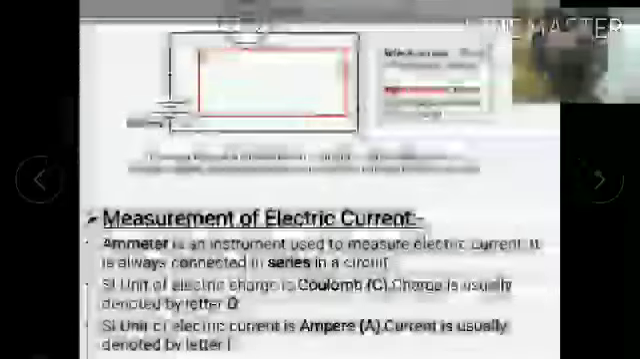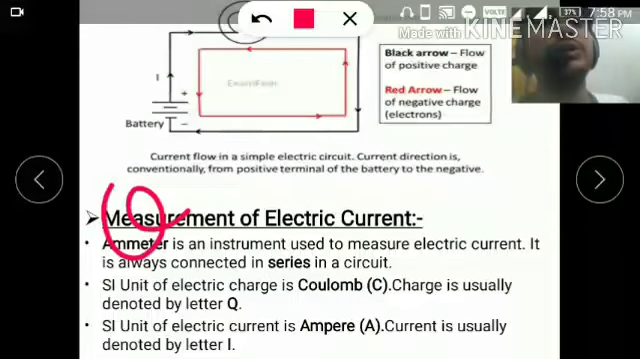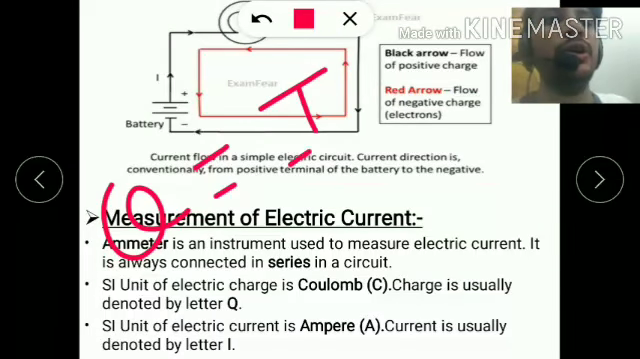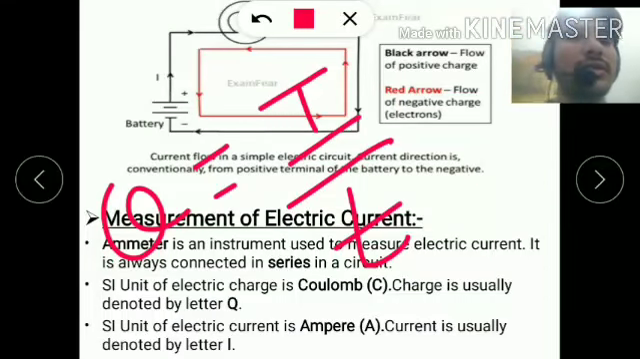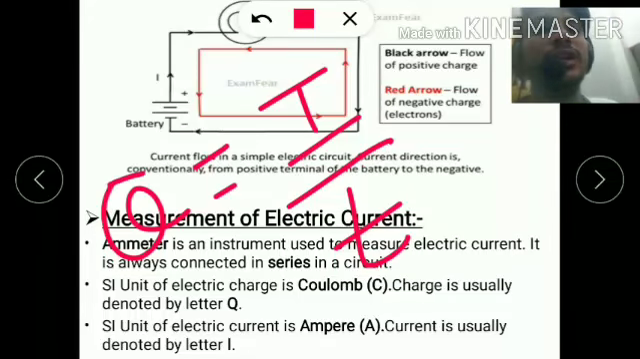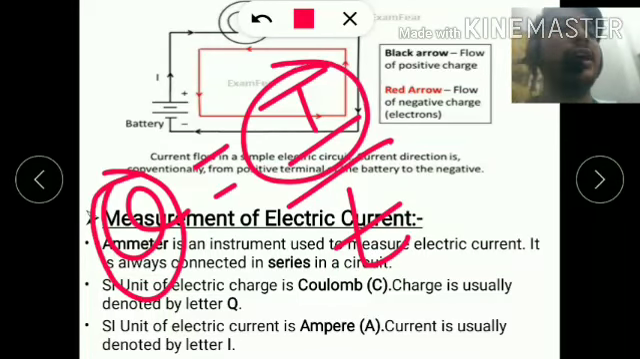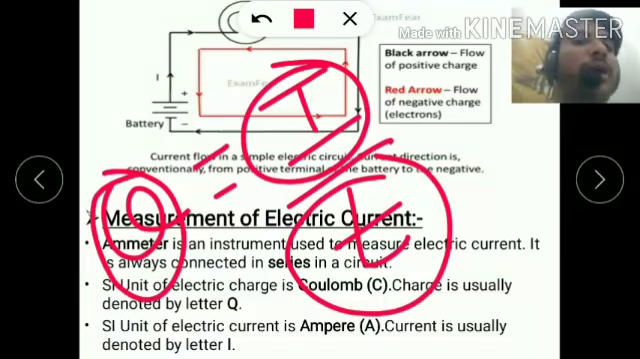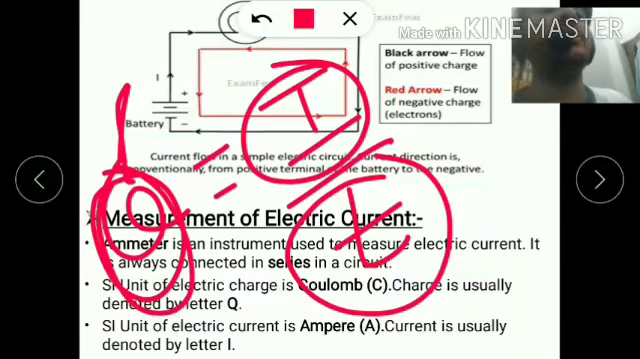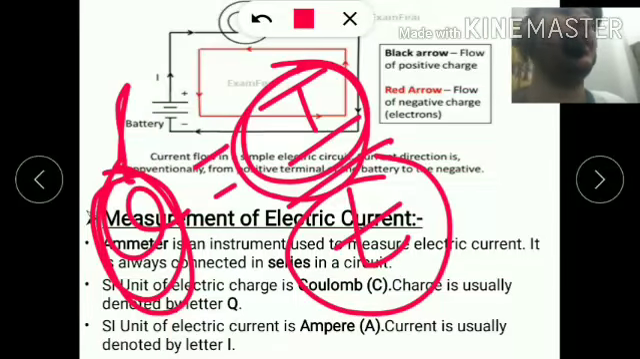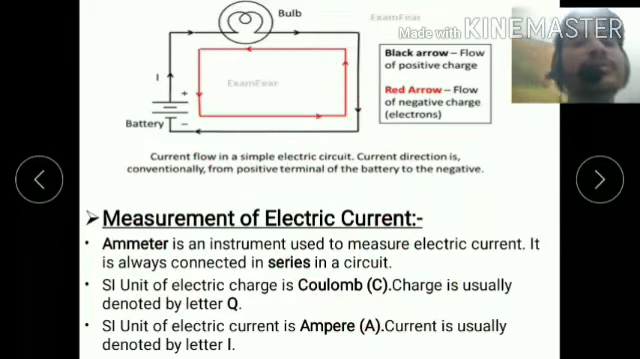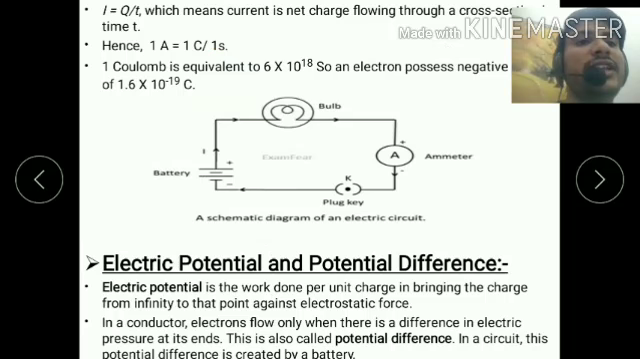Just look at it. The formula: Q is equal to I upon T, where Q is the charge, I is the current and T is the time. Okay, this is the formula of the charge. The unit of the charge is coulomb, the unit of the current is ampere, and the unit of the time is second. Now move to the next slide.